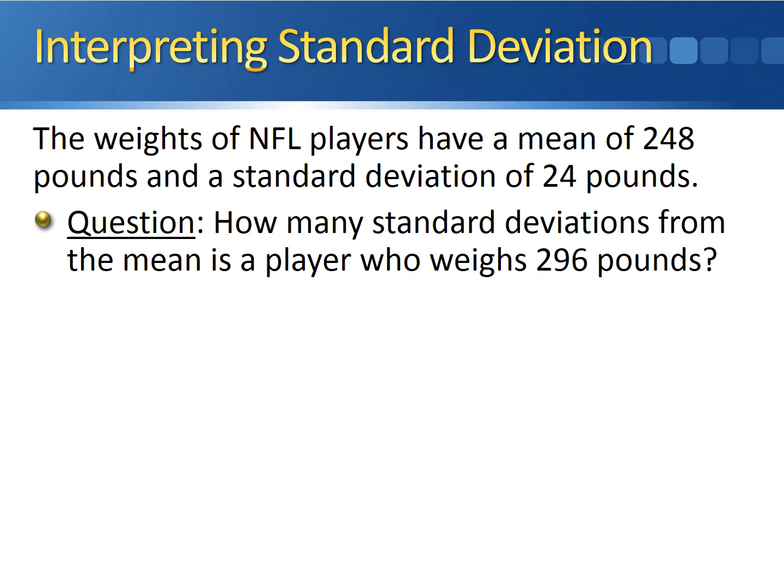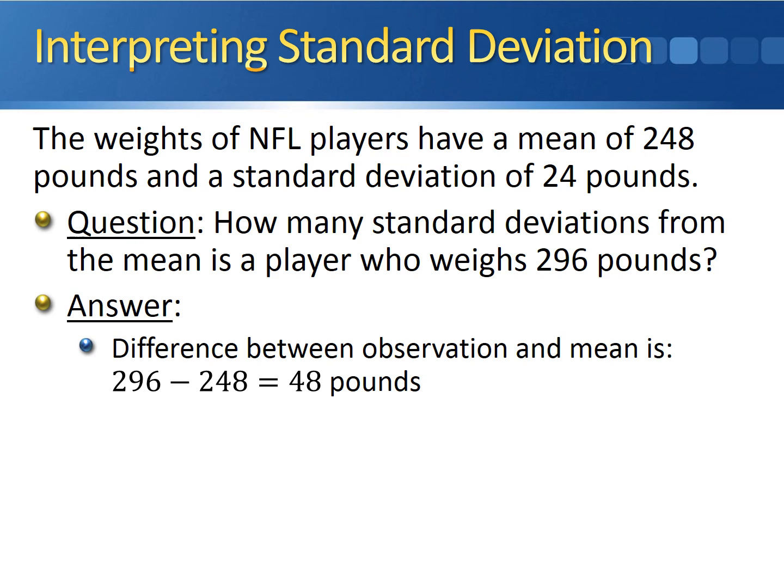I want to also give you an example of how we interpret the standard deviation. So here's our scenario. The weights of NFL players have a mean of 248 pounds and a standard deviation of 24 pounds. We want to know how many standard deviations from the mean is a player who weighs 296 pounds. Here's how we're going to go about this. The difference between the observation and the mean is 296 minus 248, which is 48 pounds. This NFL player is 48 pounds heavier than the mean.